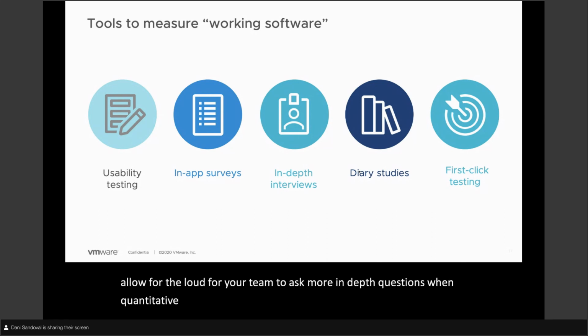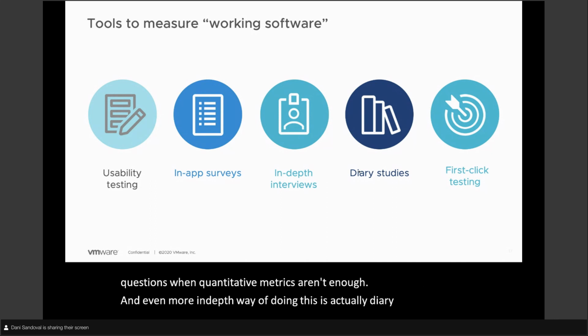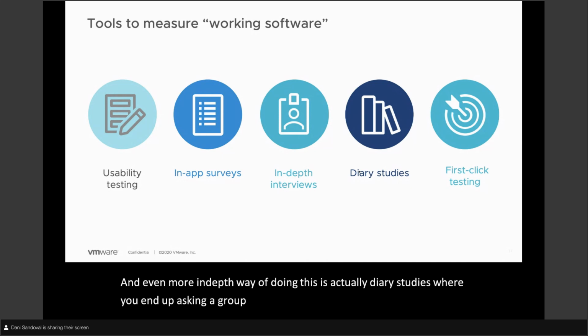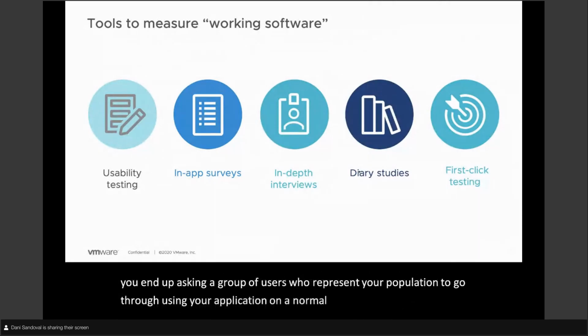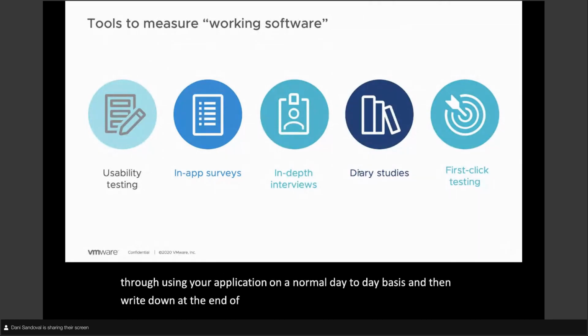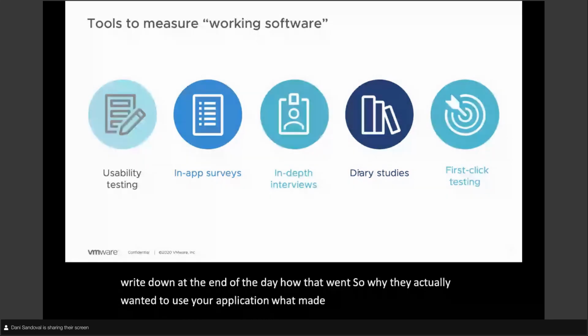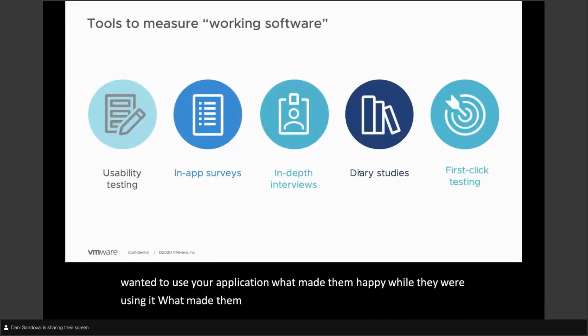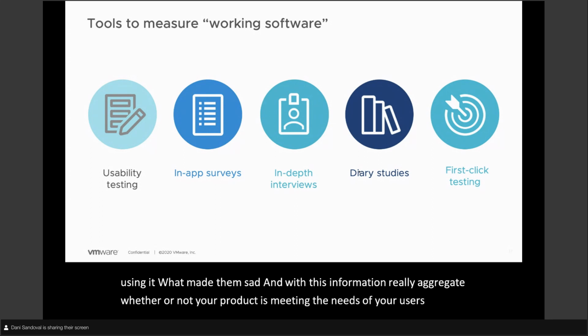enough. An even more in-depth way of doing this is diary studies, where you ask a group of users who represent your population to go through using your application on a normal day-to-day basis, and then write down at the end of the day how that went. So why they actually wanted to use your application, what made them happy while they were using it, what made them sad, and with this information, really aggregate whether or not your product is meeting the needs of your users outside of whether or not they're actually clicking on the button.